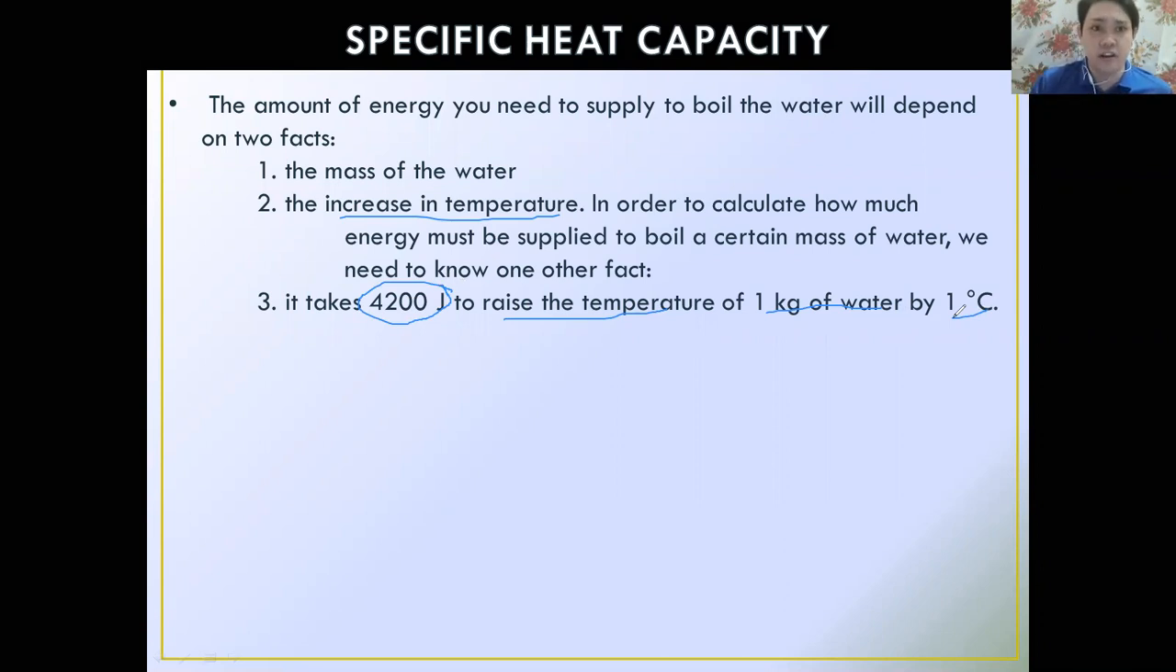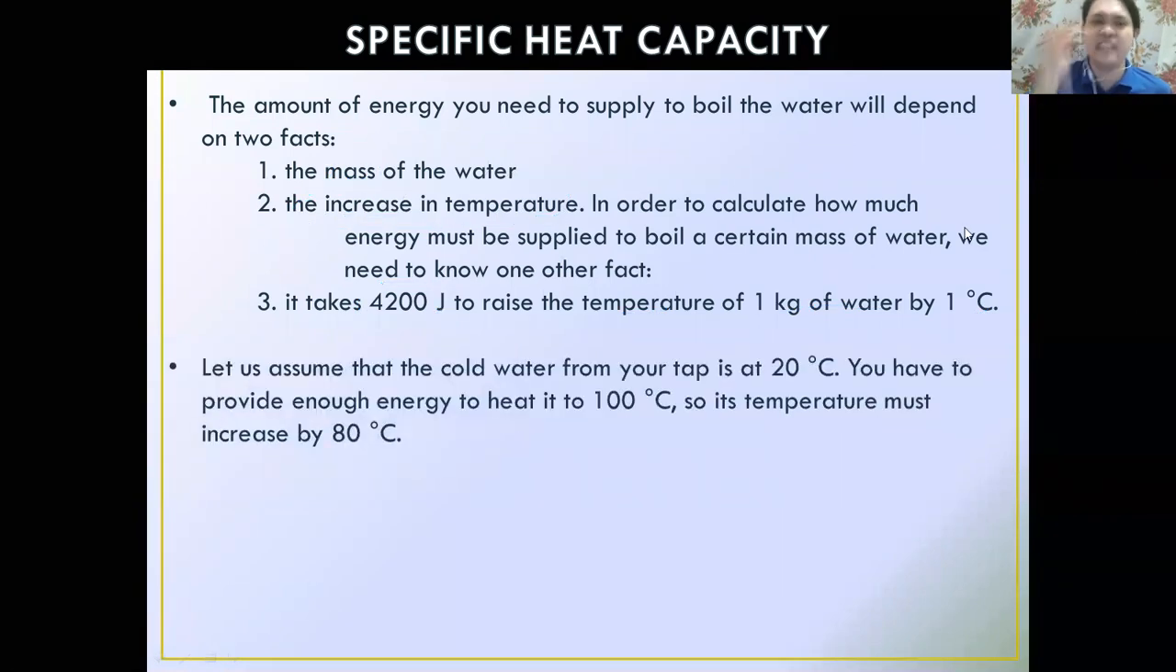Again, the amount of energy you need to supply to boil the water will depend on two facts. The first one is the mass of the water. The second one is the increase in temperature. But for the increase in temperature, you need to remember that it takes 4,200 joules to raise the temperature of 1 kilogram of water by 1 degree Celsius. So do not forget it.